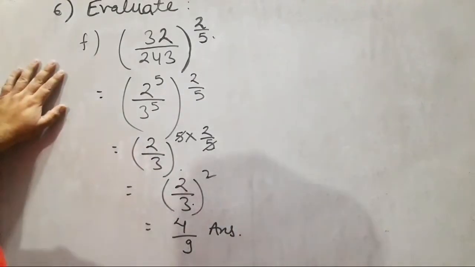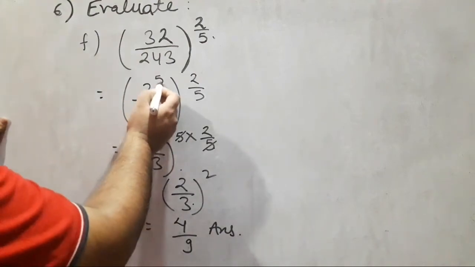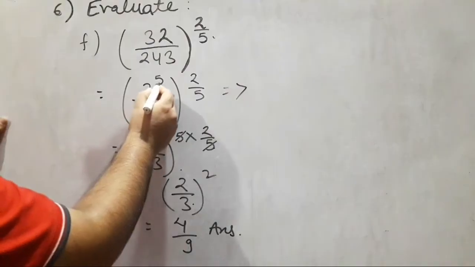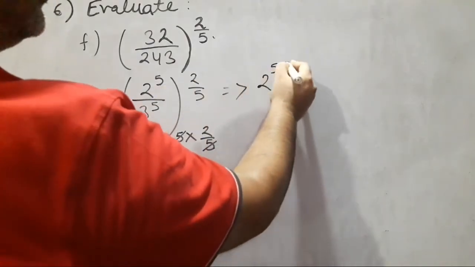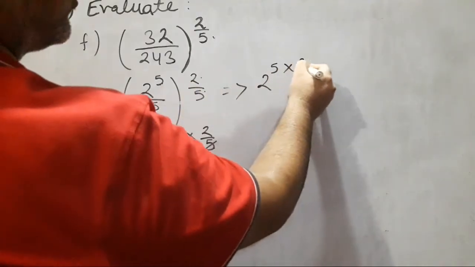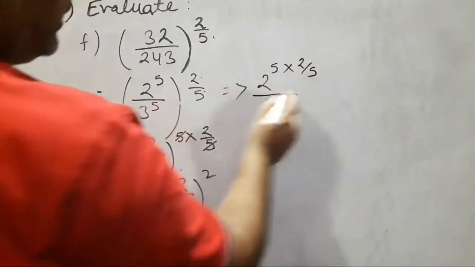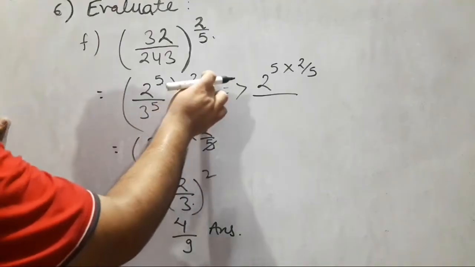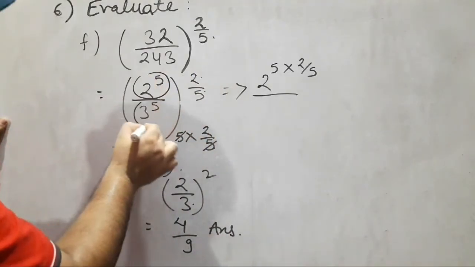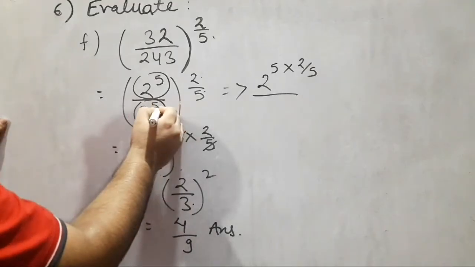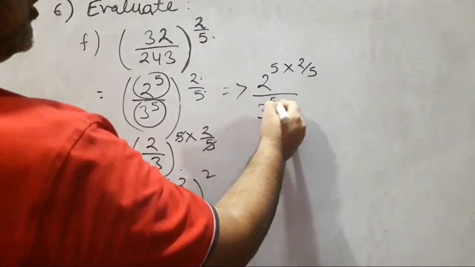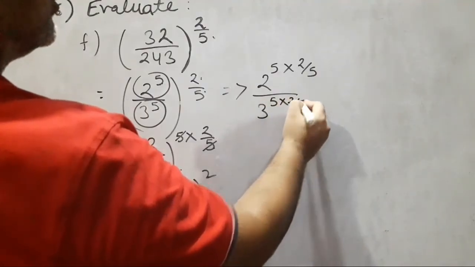Okay, this can be done in this way also. After converting into the power 5, we can write it this way: 2 power 5 into this 5 multiplies 2/5, by 3 power 5. Since this 2/5 belongs to this base as well as this base, this power 5 shall multiply this 2/5. So 3 power 5 into 2/5.